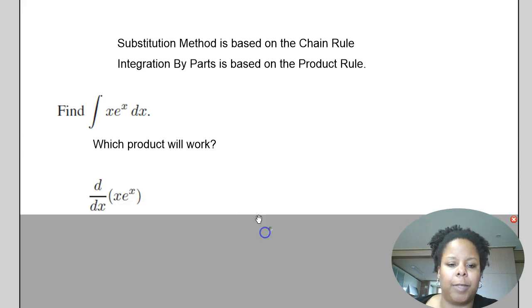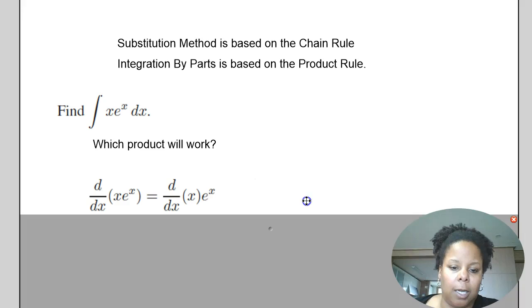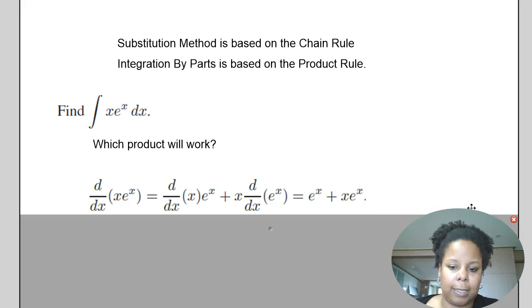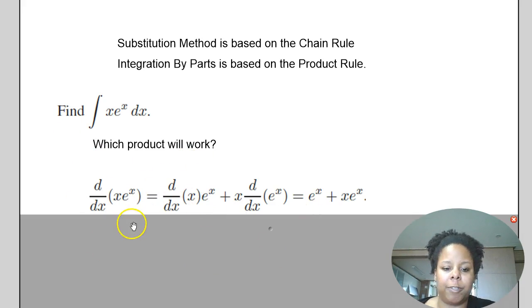Let's say, for example, that we're differentiating the product x e to the x. Well, using the product rule, that would be the derivative of the first times the second plus the second times the derivative of the first. And we end up with something that looks like this. Unfortunately, our integrand is not x e to the x plus e to the x, it's just x e to the x. So the question is, how can we get whatever we're differentiating to look like this? Well, if only that e to the x wasn't in the way, we'd be finished.